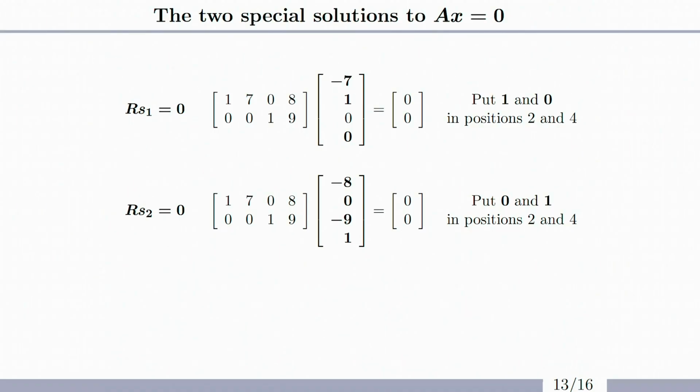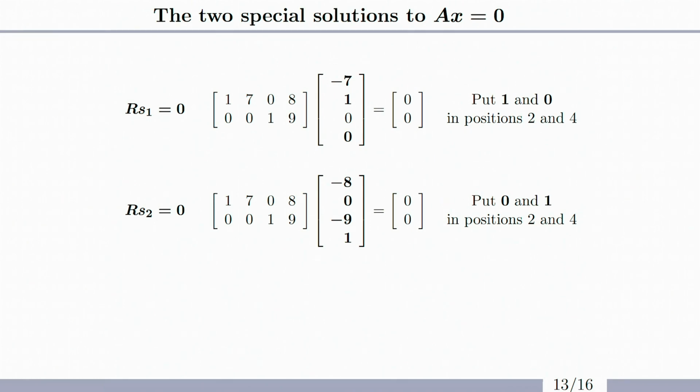These are remembering the special solutions. Oh, and then why not? You remember those? That second column was 7 times the first column, so that gave that special solution, that combination, to give 0. And then the other combination gave the 0 vector.